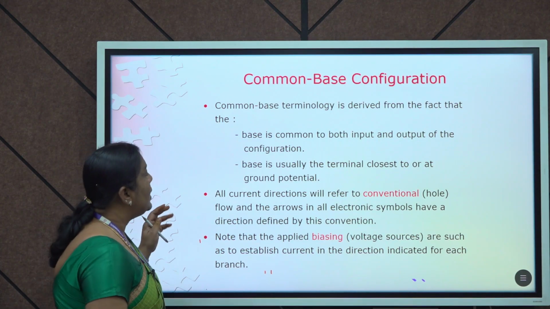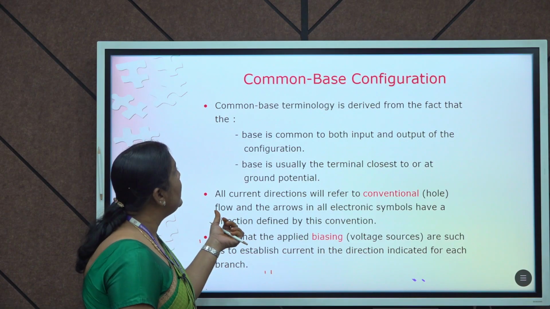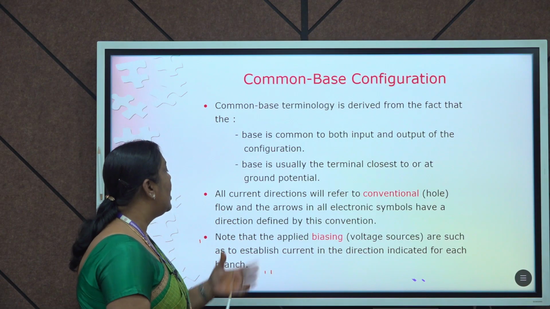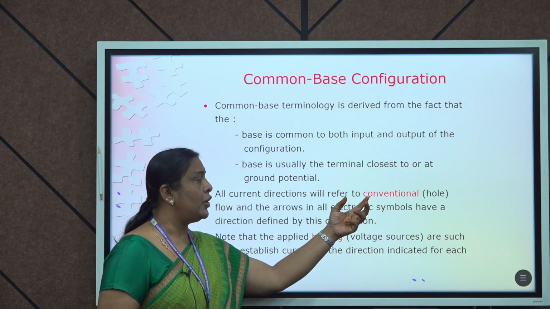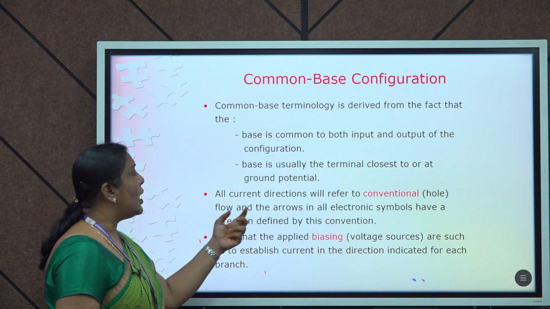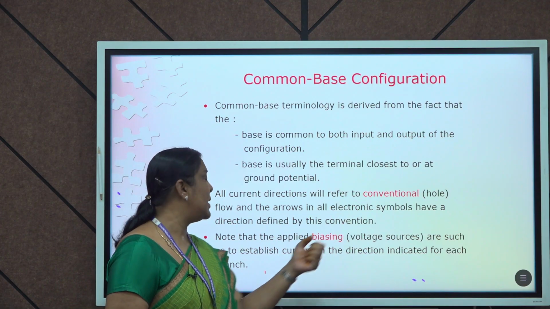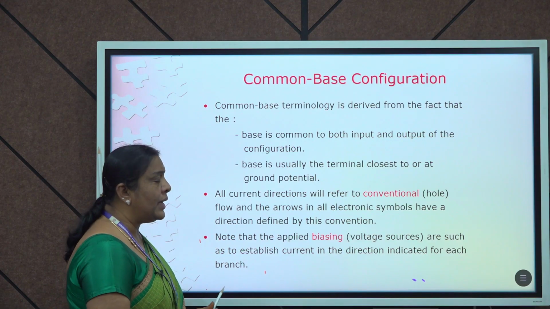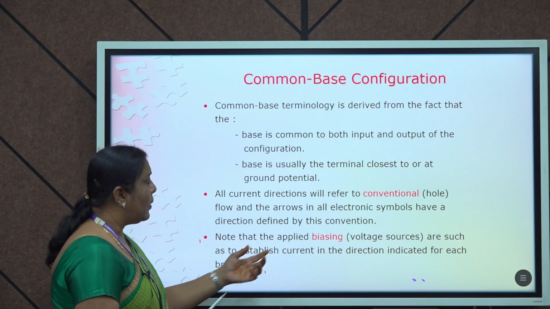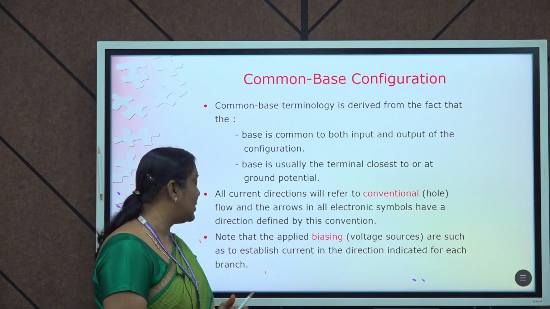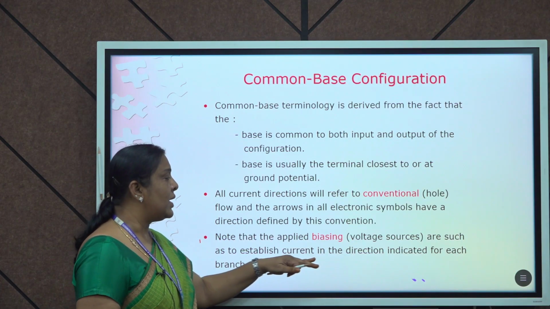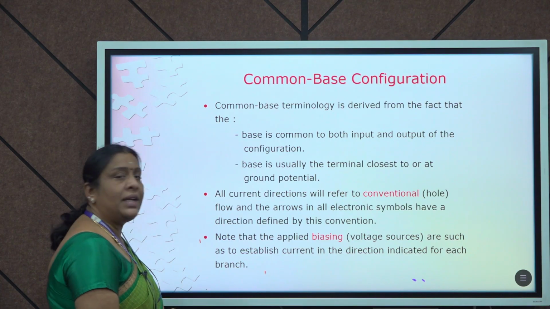Okay. Then the important points about the common base configuration: all current directions refer to conventional flow, and the arrows in the electronic symbols have a direction defined by the convention. Note that the applied biasing voltage sources are such as to establish current in the direction indicated for each branch.